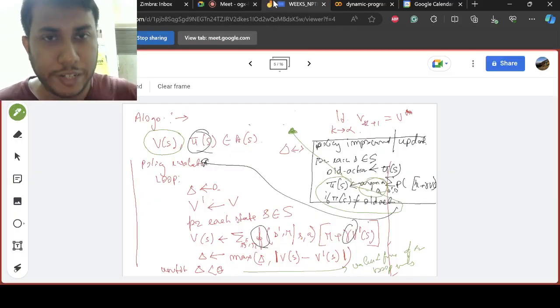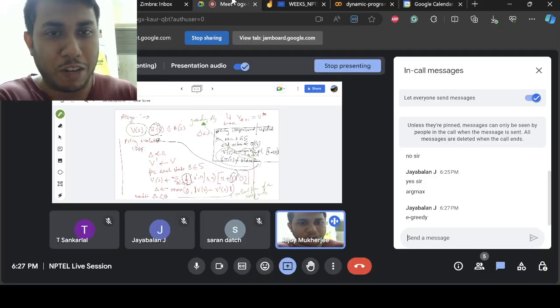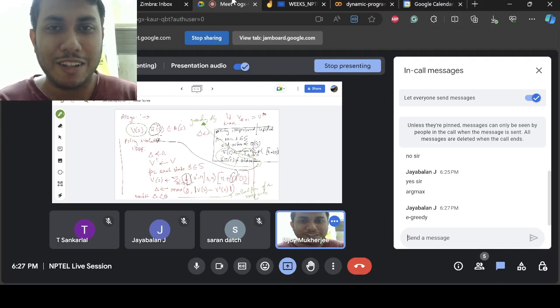Obviously, it falls into your greedy category, right? So this is a greedy algo. Not epsilon greedy, sorry, not epsilon greedy. This is a complete greedy.